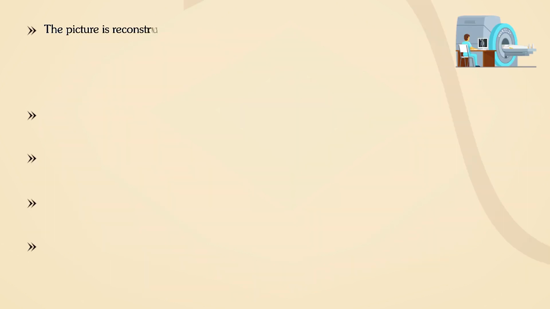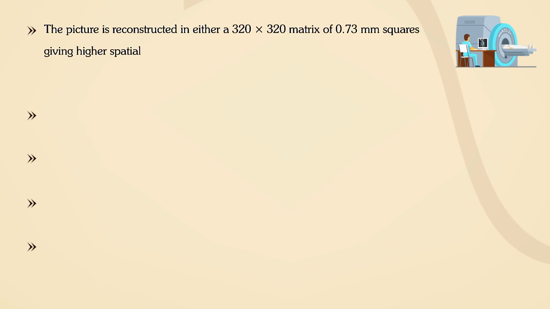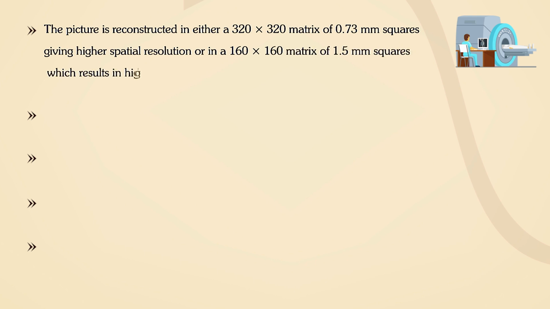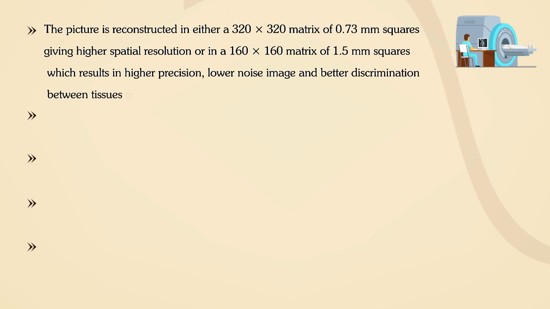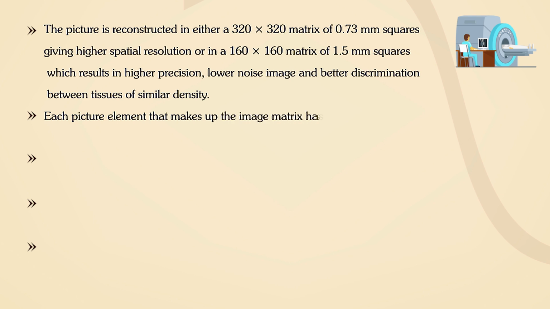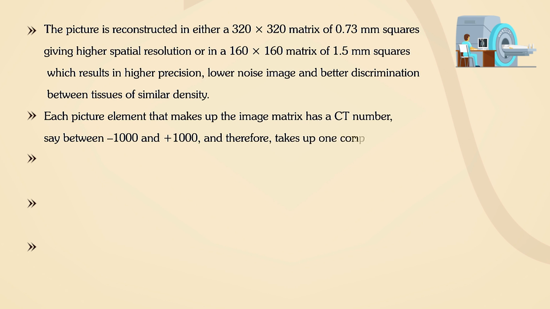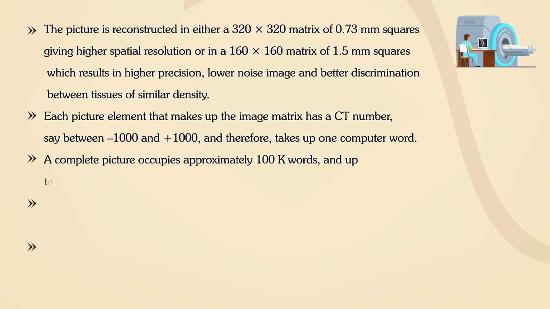The picture is constructed in either a 320 by 320 matrix of 0.73 millimeter squares, giving higher spatial resolution, or in a 160 by 160 matrix of 1.5 millimeter squares, which results in higher precision, lower noise image, and better discrimination between tissues of similar density.